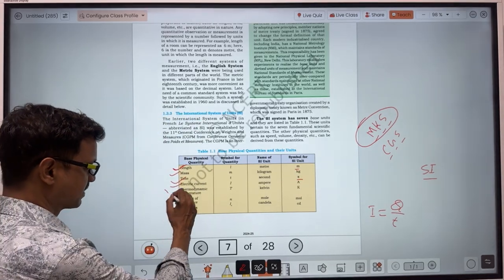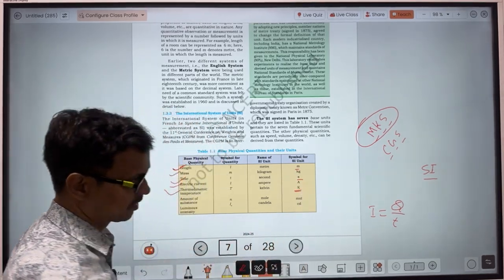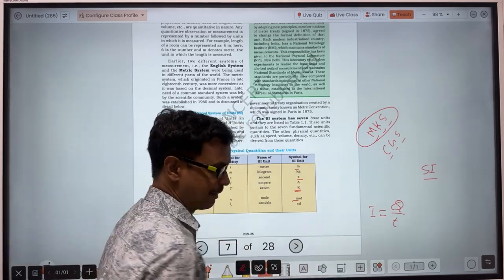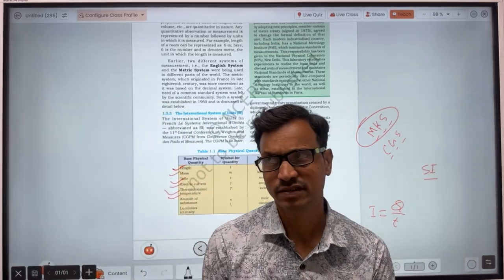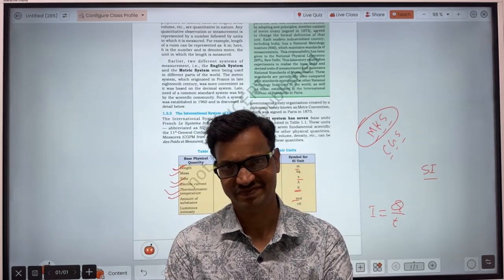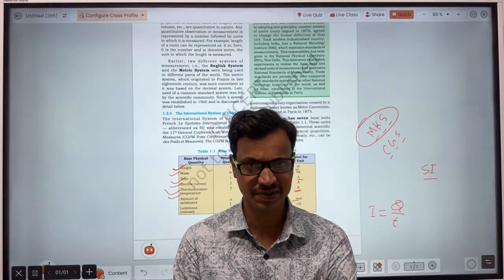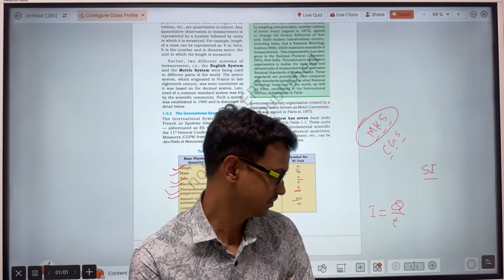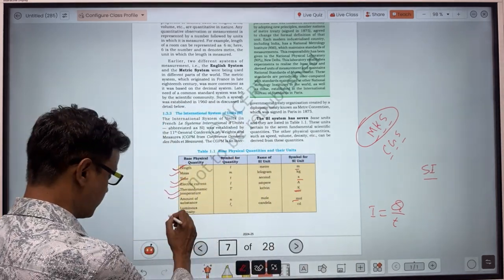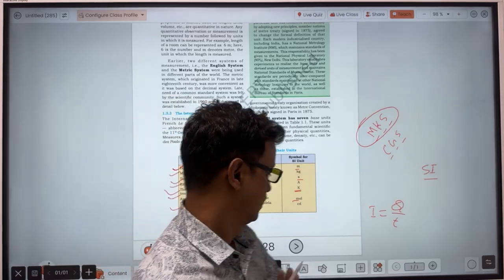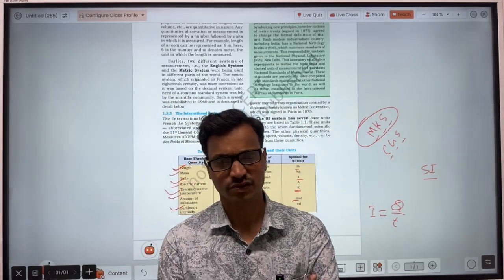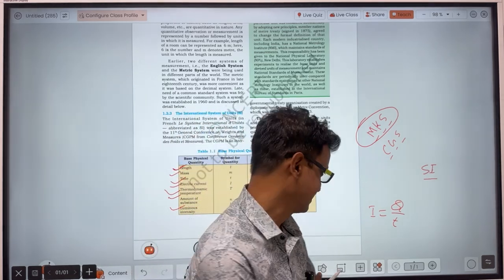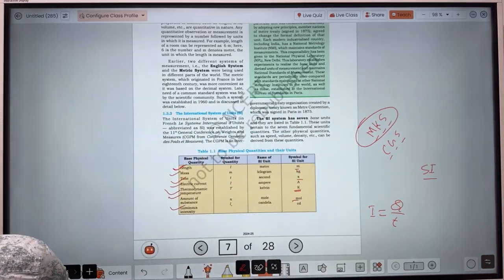Similarly, thermodynamic temperature, Kelvin is the SI unit of thermodynamic temperature. Amount of substance, that is mole. Amount here will mean the number of particles. So the SI unit of the amount of substance is mole. And another one is luminous intensity. The SI unit of luminous intensity is candela. Okay guys, that is it.